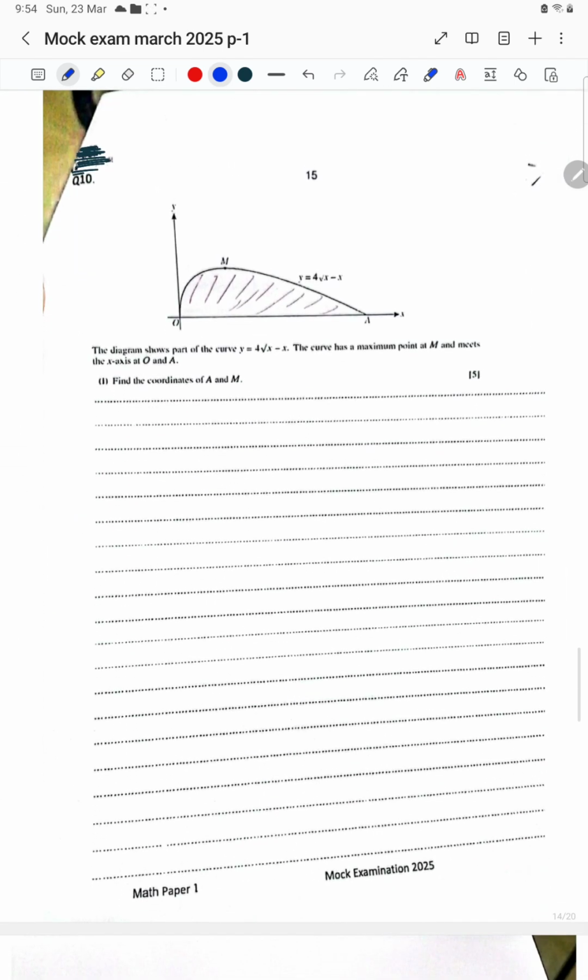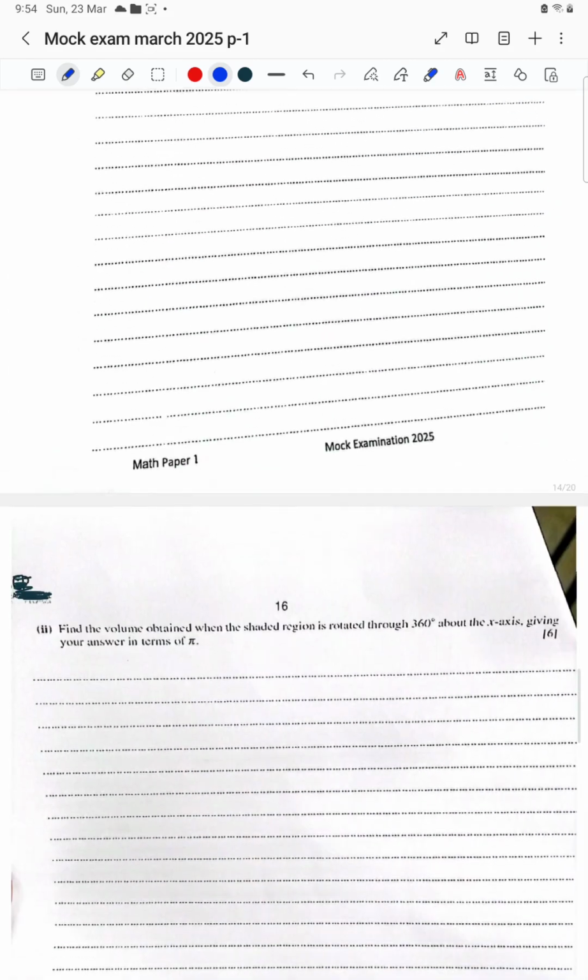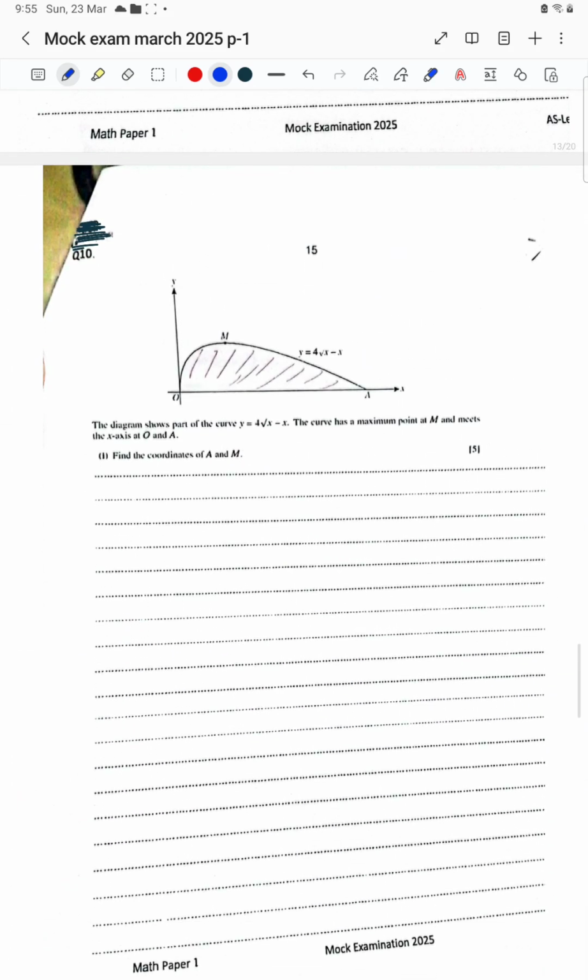Okay, now this is the last question of this paper. Yes, no more. In this question, the diagram shows part of the curve y = 4√x − x. The curve has a maximum point at M and meets the x-axis at O and A. We have to calculate the coordinates of A and M.